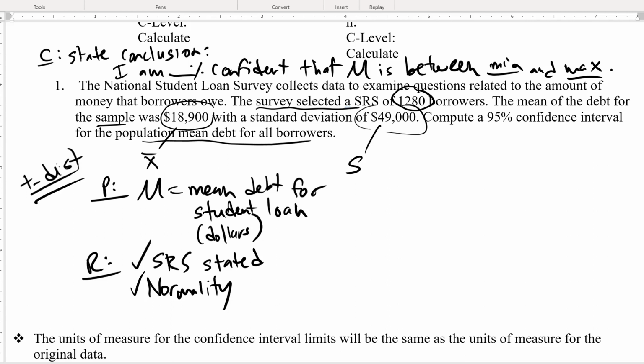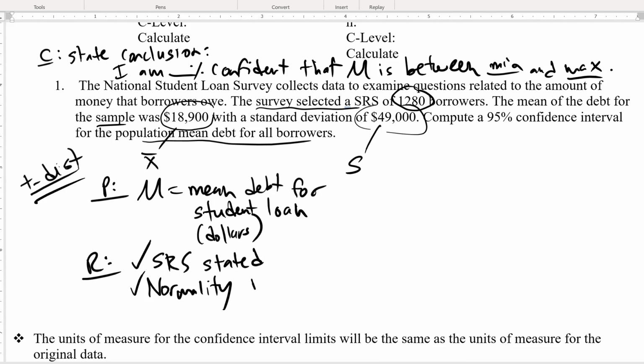Do not say, oh, I need at least 5 successes. There's no success in this. We're doing an average debt. It's not like debt is success, right? What we do here is we say, I either need to know it's normal. Did it say that? Didn't say anywhere that it's normal, right? Or I need a central limit theorem.